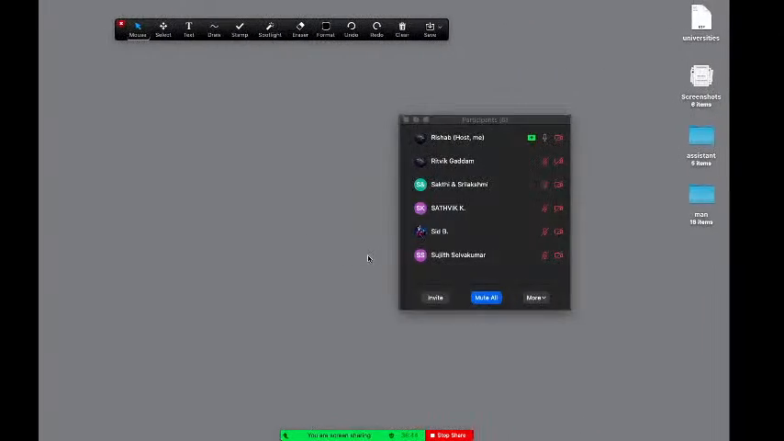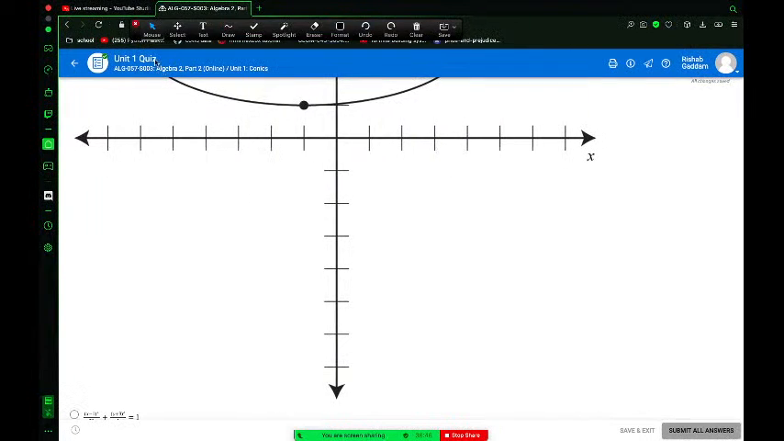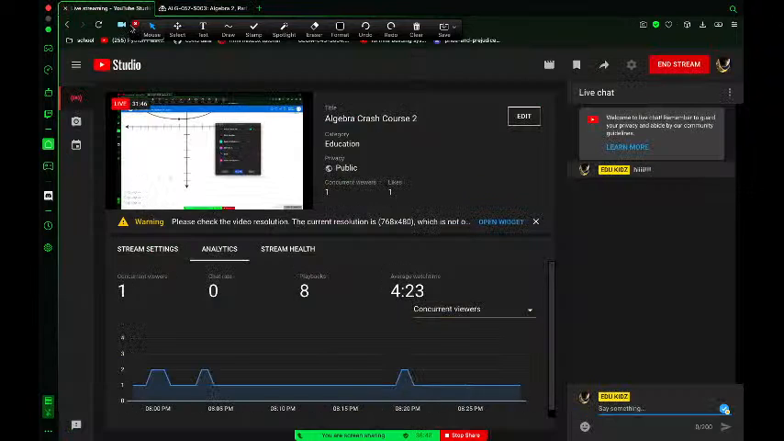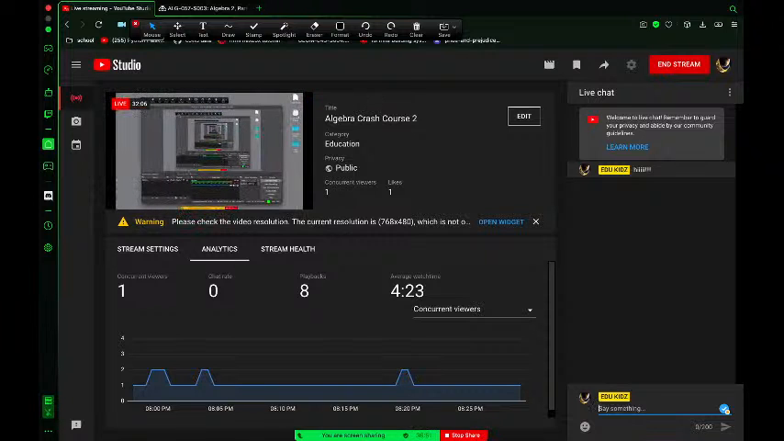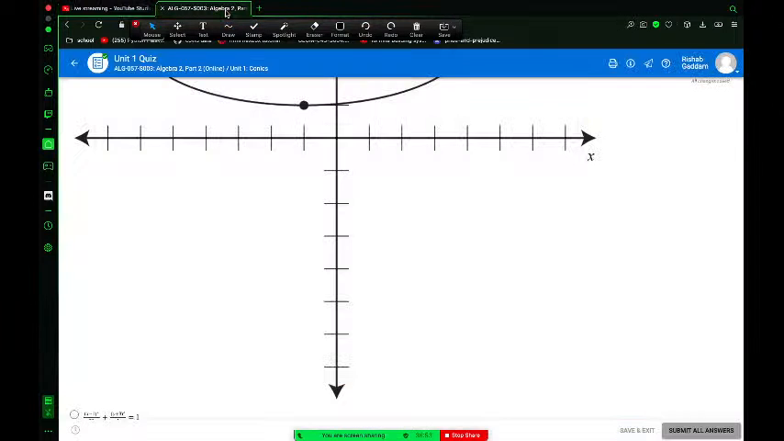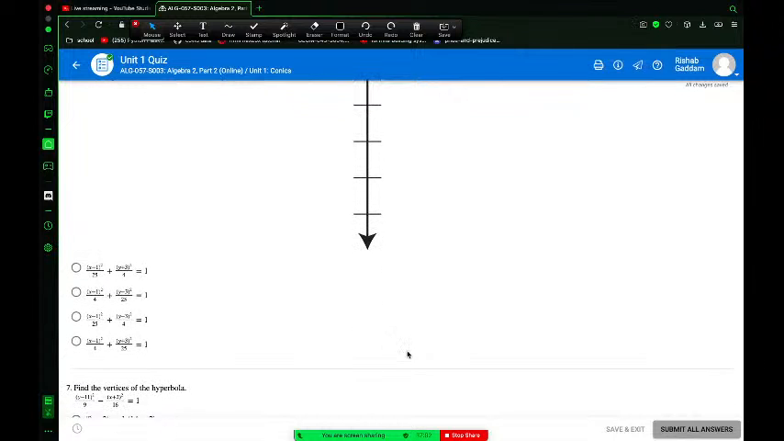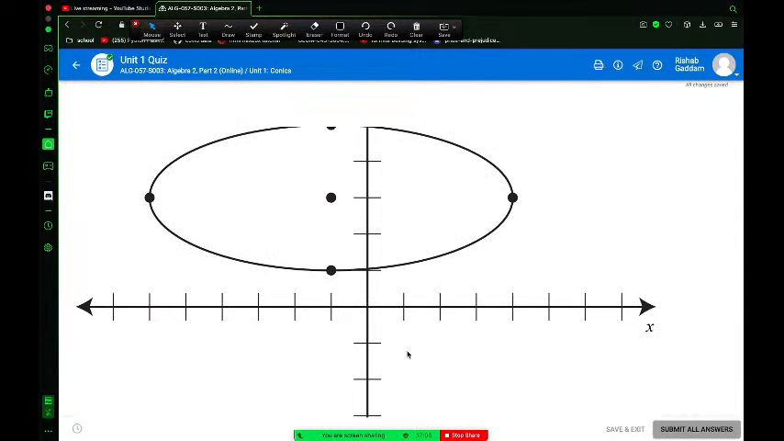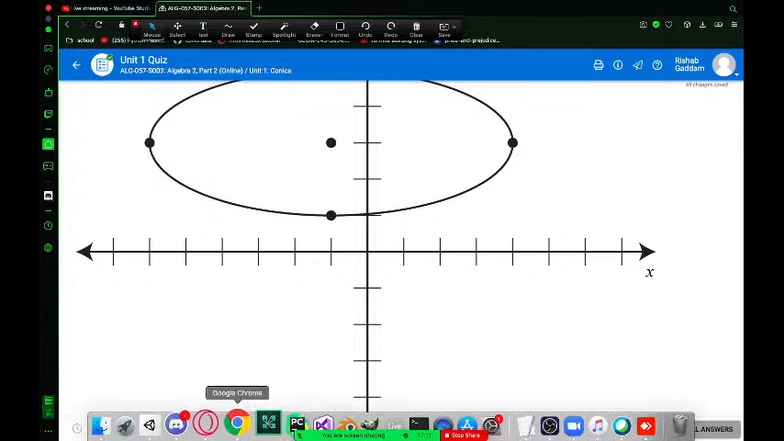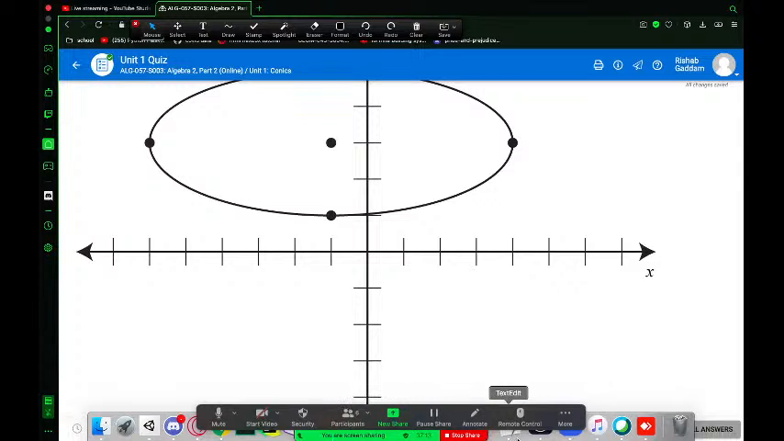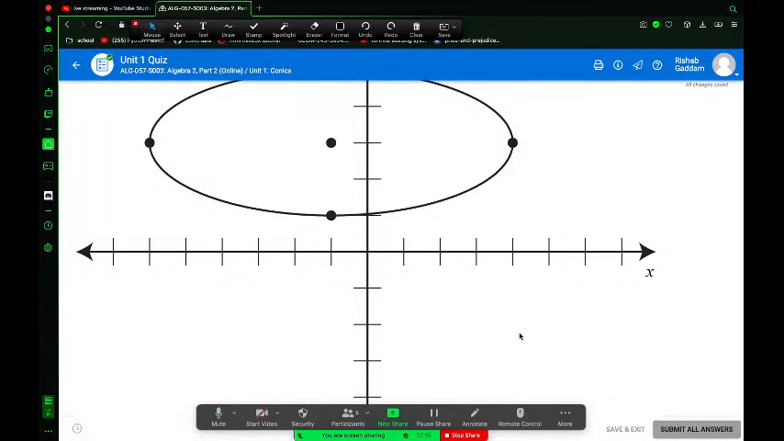Why is my camera on? Okay. I did zoom in. I don't think I can see the answers and the graph at once. Oh, okay. It's super laggy for some reason. I don't know why.